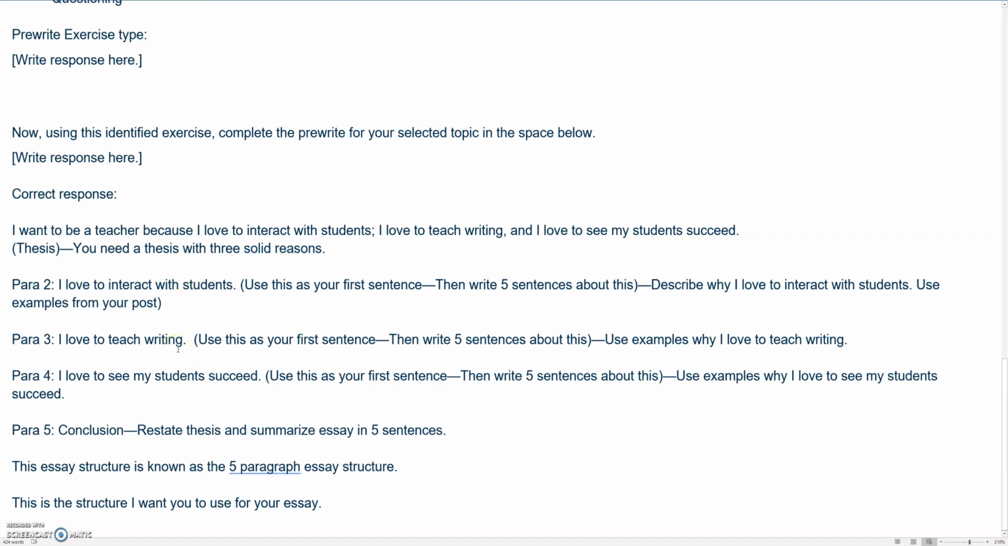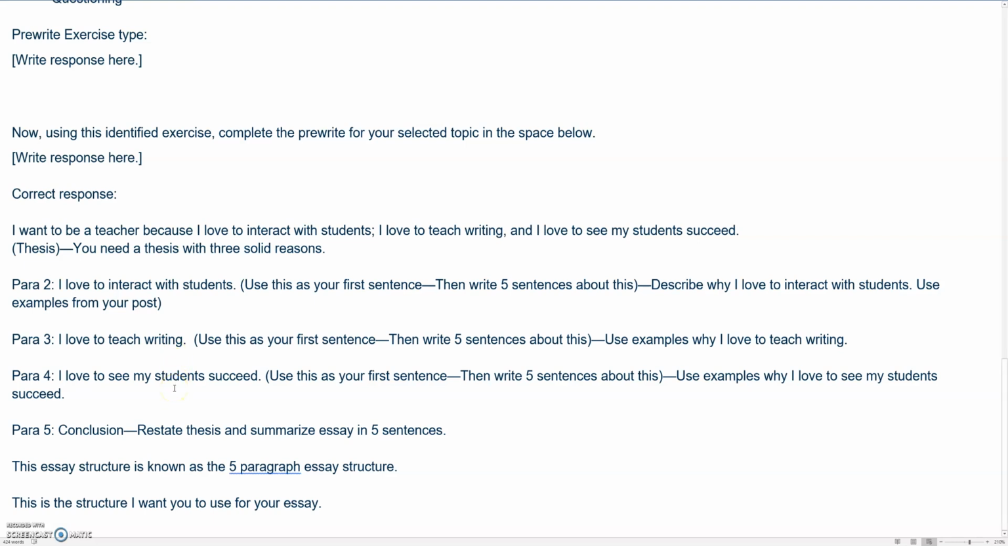And then the third paragraph also matches: I love to teach writing. You use that as your first sentence, and that becomes your topic sentence. Then I'm going to write 5 sentences about why I love teaching writing. For me, I love teaching writing because I love to write, because I like to write in my journal. I like to write to reduce stress. And I love to teach my love of writing to my students so they too can be lifelong learners of writing.